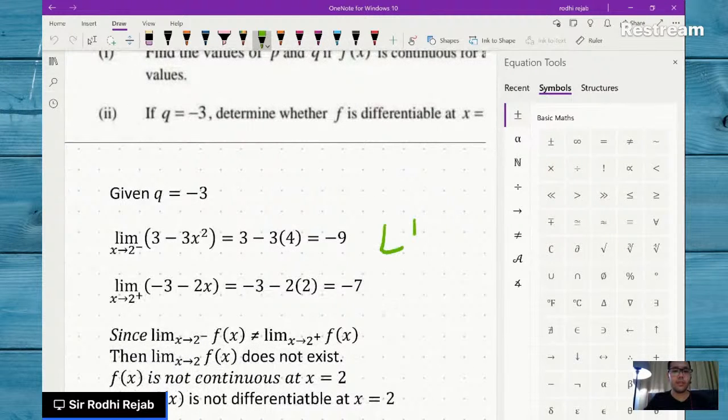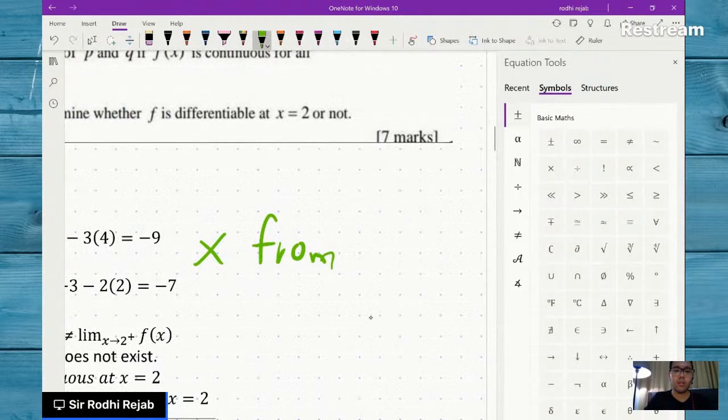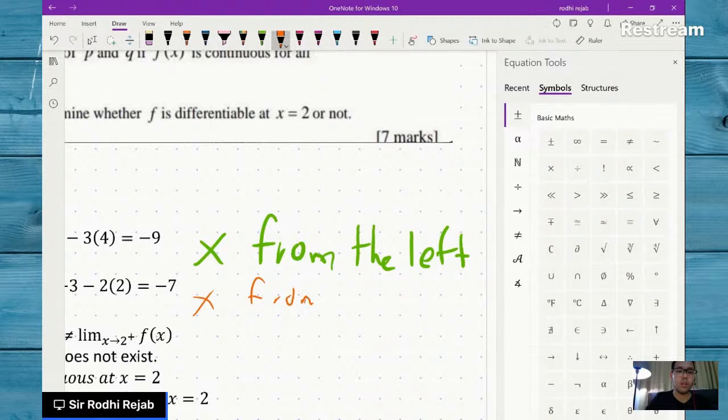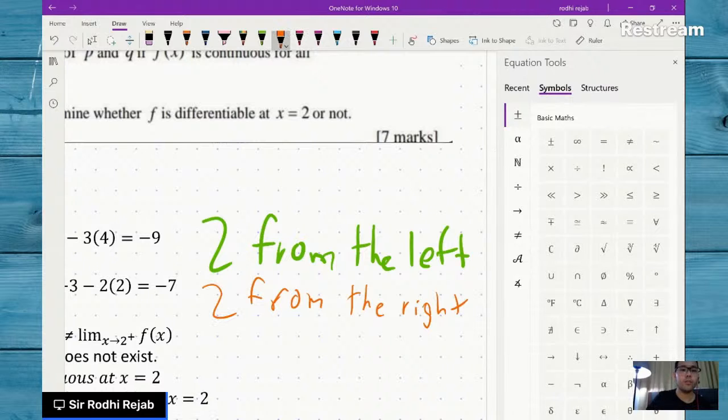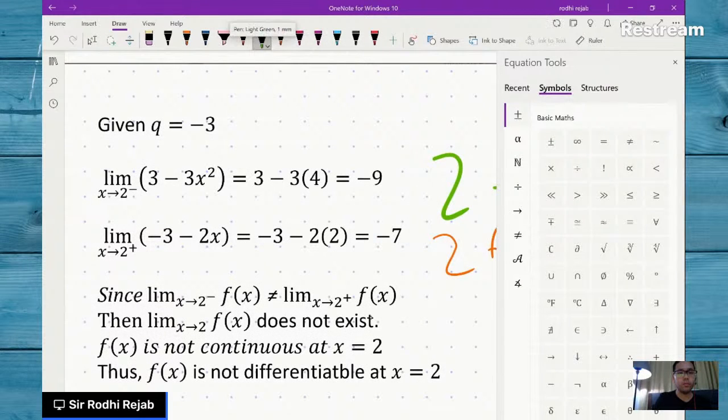So here is the left hand side, and this is the right hand side. Maybe better will be x from the left. This one down here is x from the right. Maybe I should just type down the comment. Or maybe here I say this is 2 from the left, this is 2 from the right. Since they are not the same, the limit does not exist.